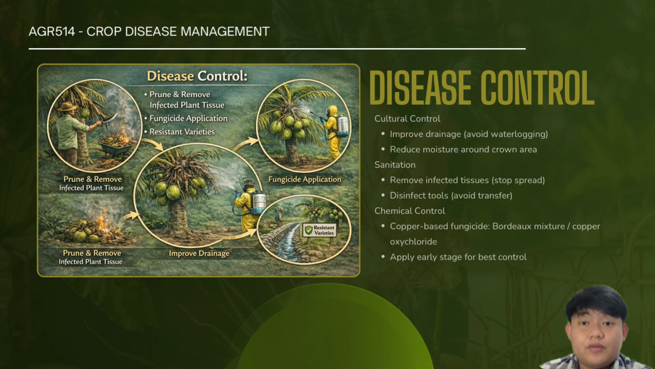For disease control, bud rot should be managed using integrated disease management, which means combining different control methods. First, cultural control such as improving field drainage is important to reduce excess moisture, because the pathogen spreads easily in wet conditions. Second, sanitation should be practiced by removing and destroying infected tissue and cleaning tools to prevent spreading the pathogen. Third, chemical control can be done using fungicides that are effective against Phytophthora, such as copper-based fungicides, and it works best when applied early.